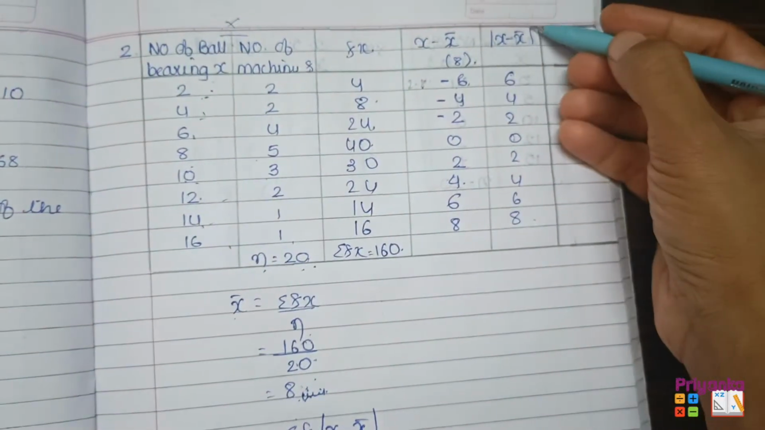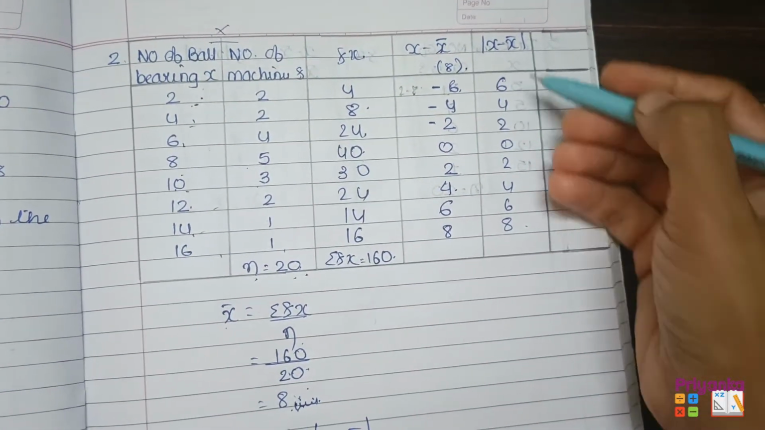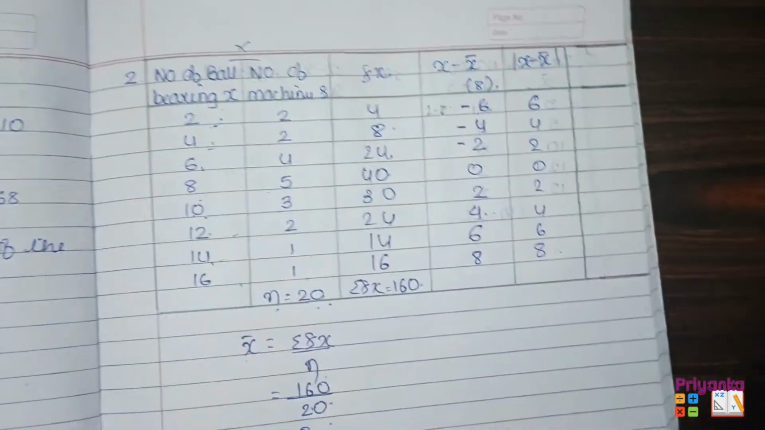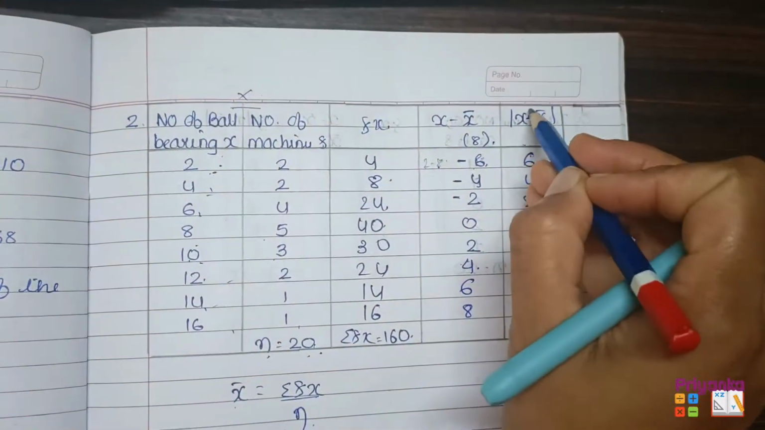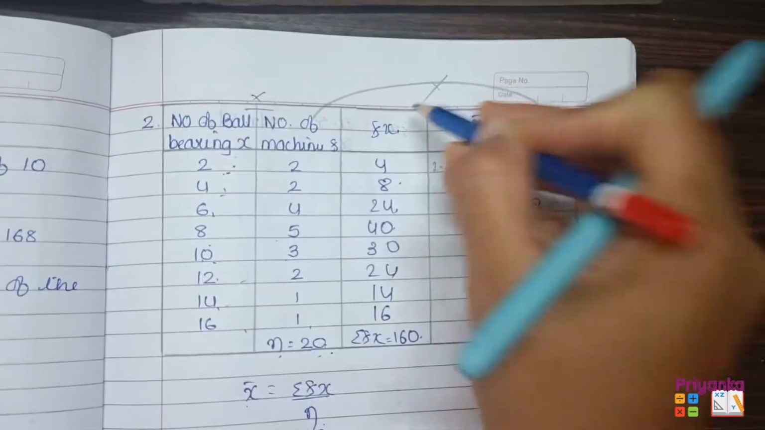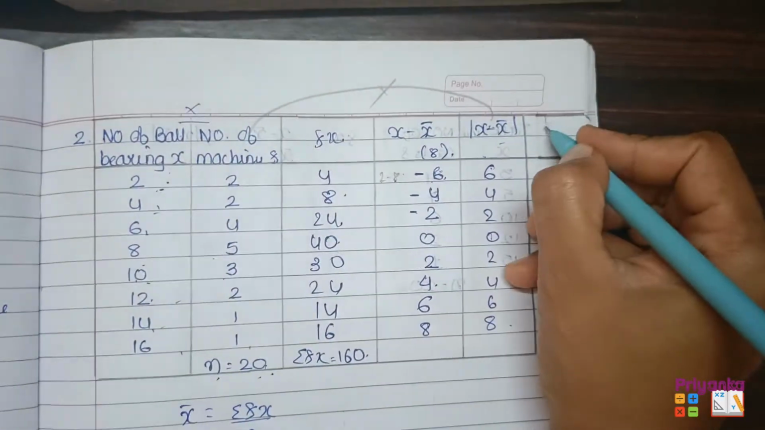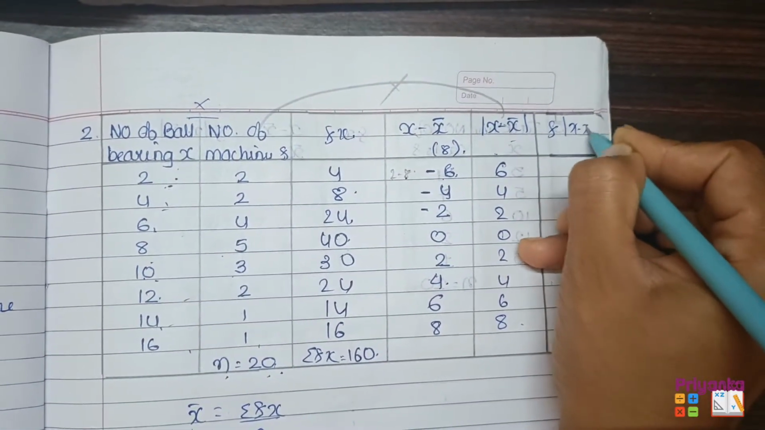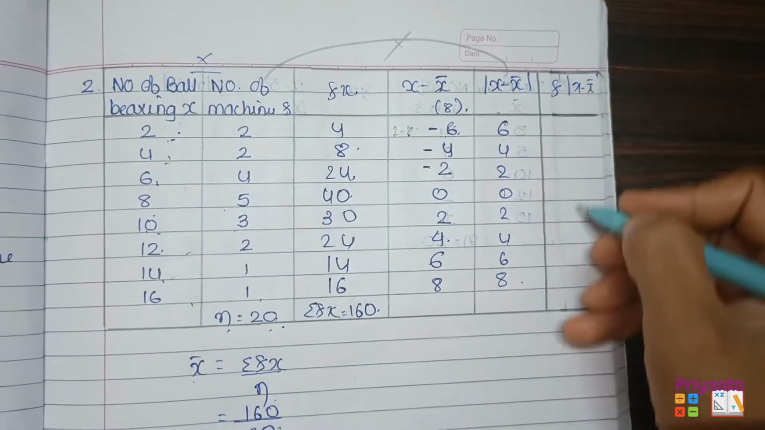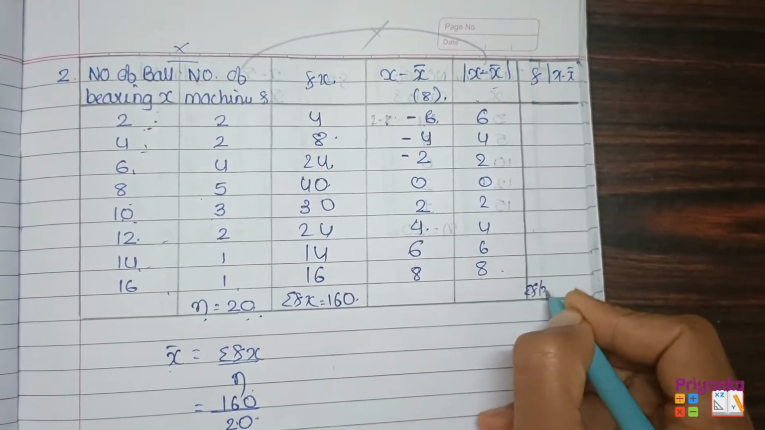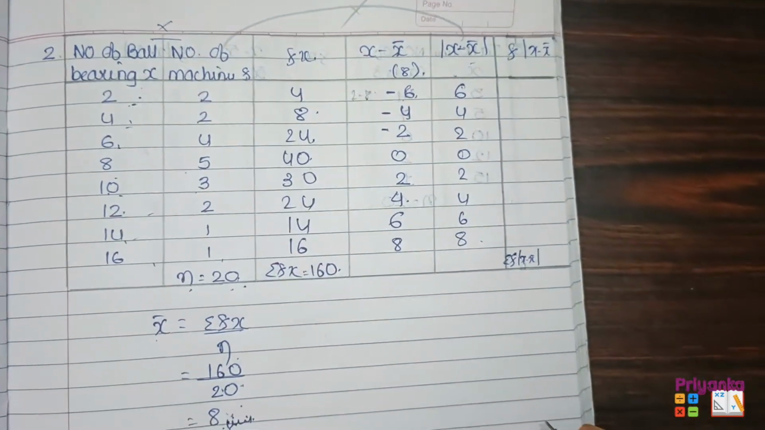So here we are ready with the absolute column of x minus x bar. Now this column will get multiplied with frequency. By multiplying these two columns, our column will be frequency times x minus x bar in the absolute column, and the total of this will be sigma f x minus x bar in the absolute bracket.